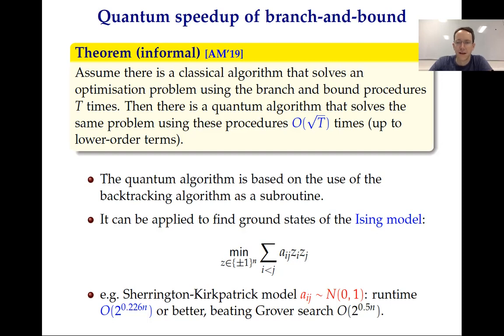So it may well be that we can do better than this still, though we don't necessarily think that we're going to get better than a square root improvement on competitor classical algorithms.